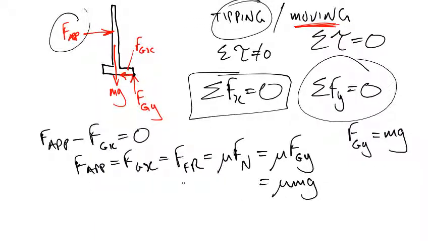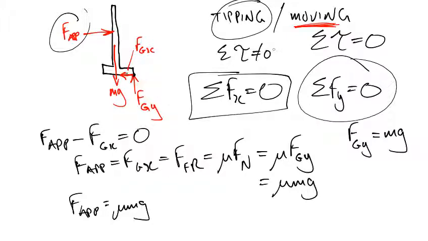Okay? So look at my graduation of logic here. The applied force has to be equal to the other horizontal force, right? Horizontal, horizontal. That horizontal force FGX has to be equal to the friction force, which is mu Fn, which is mu FGY, which is mu mg. Therefore, the applied force has to be mu mg. Now, if that's the case, that's the minimum force for it to move. Is that force going to make it tip, yes or no?